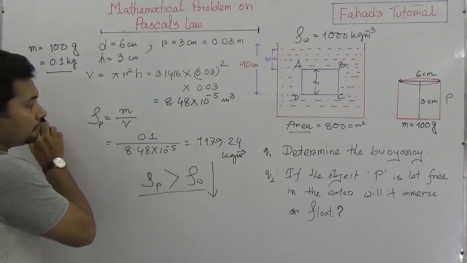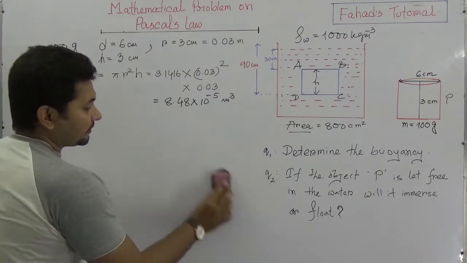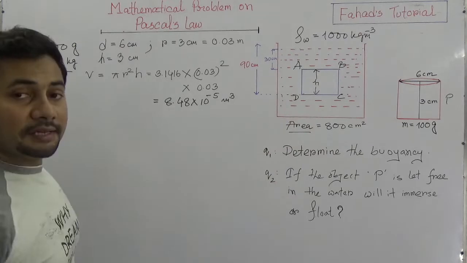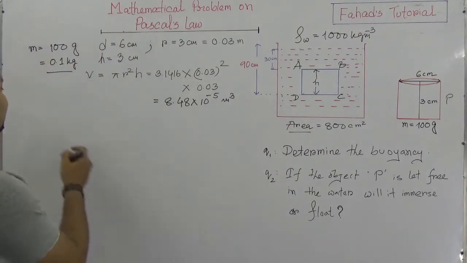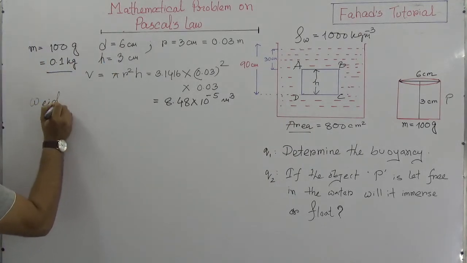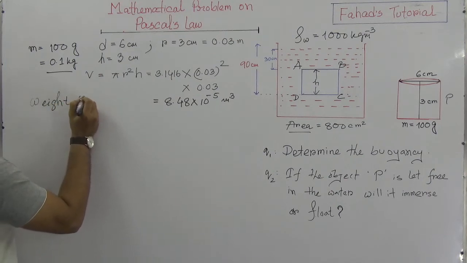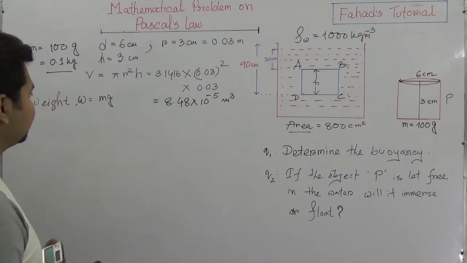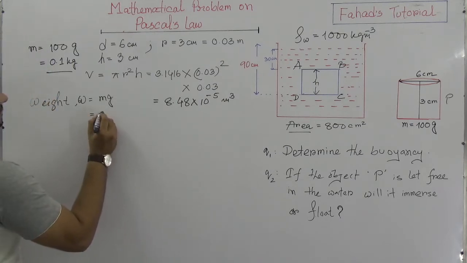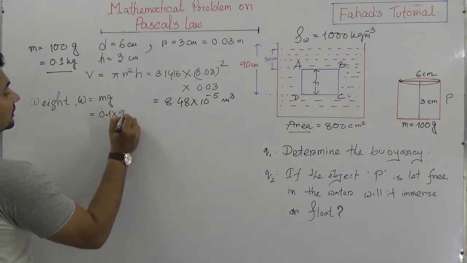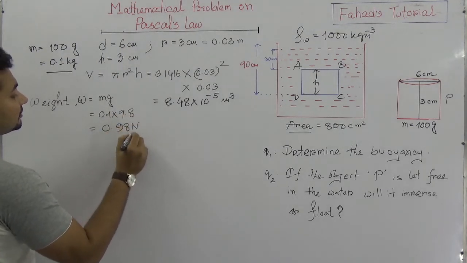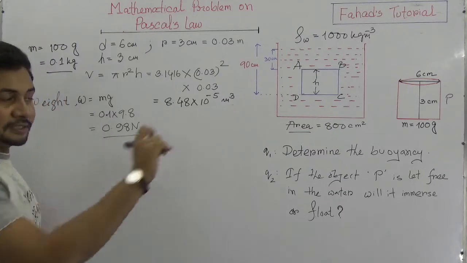But we can think in another way. As we have the mass of the object, we can have the weight of the object. So we can say weight W equal mg. Now you think about mg. m is 0.1 times 9.8, which is 0.98 Newton, the weight of the object.